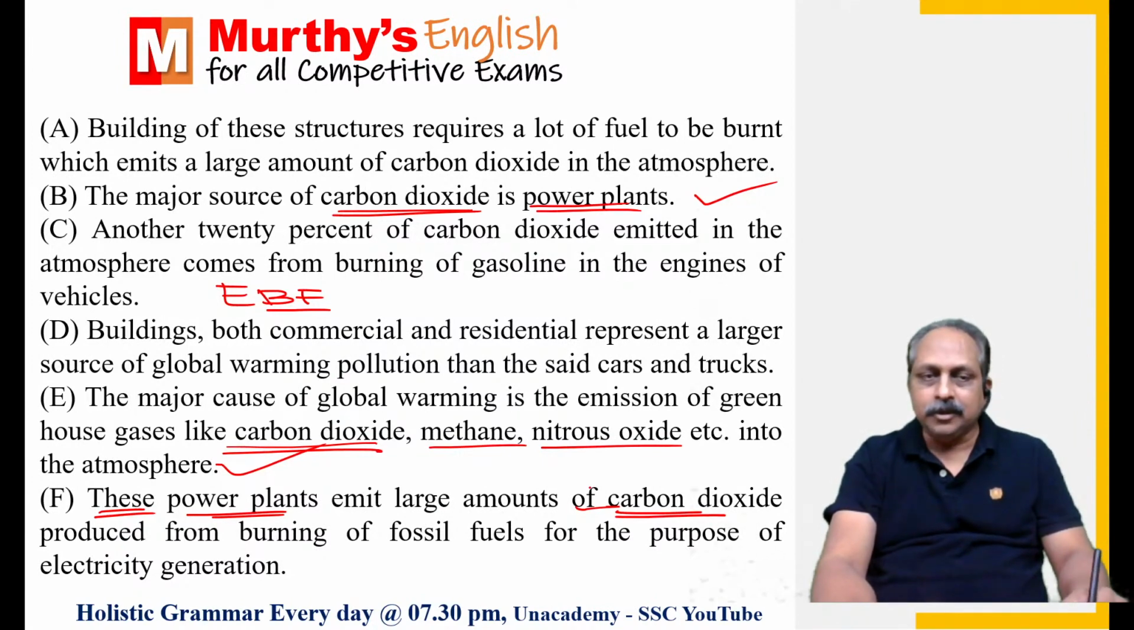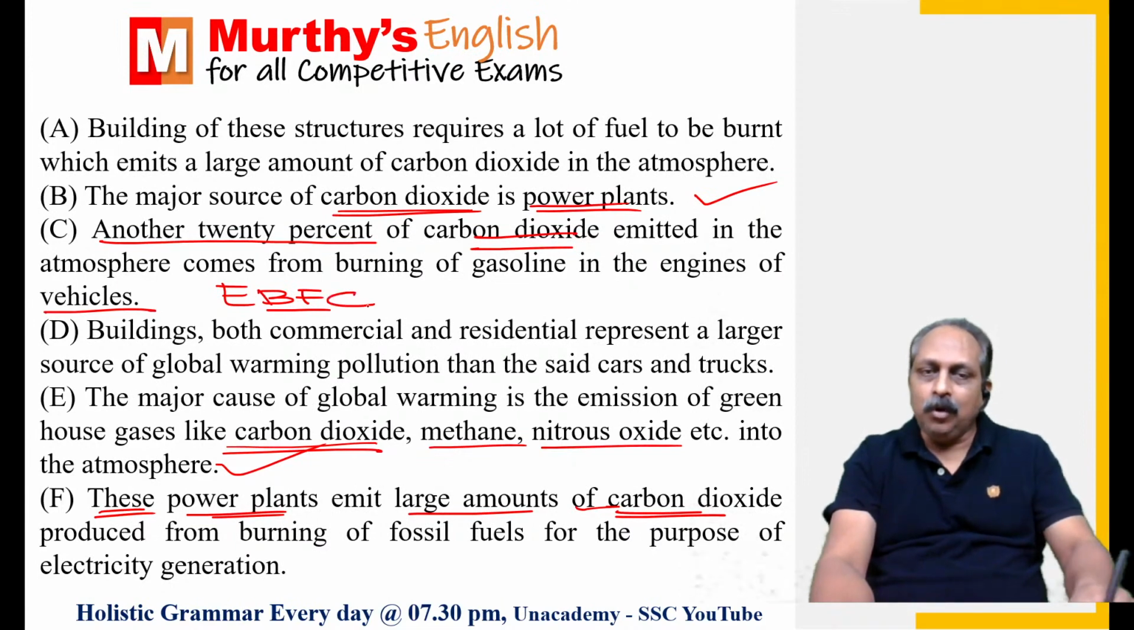Again, we have carbon dioxide. Go to C. Another 20%, large amounts here. Another 20% of carbon dioxide. The major source is power plants. Then it talks about another source. Another 20% of carbon dioxide emitted in the atmosphere comes from burning of gasoline in the engines of vehicles.